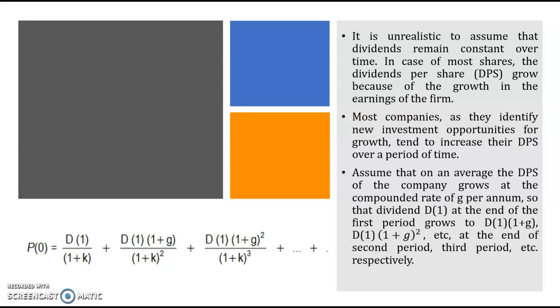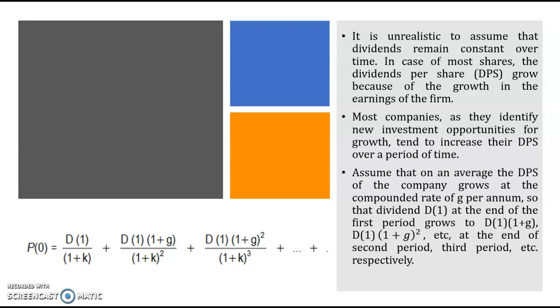Now, like I have said, it is generally unrealistic to assume that the dividends will remain constant forever. In most cases, the dividend per share grows because of the growth in the earnings of the firm. If it's a growing firm, the dividends shall be growing. Most companies, as they identify new investment opportunities for growth, tend to increase their DPS, that is dividend per share.